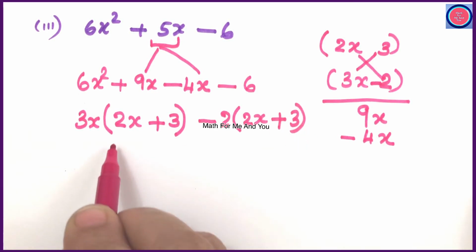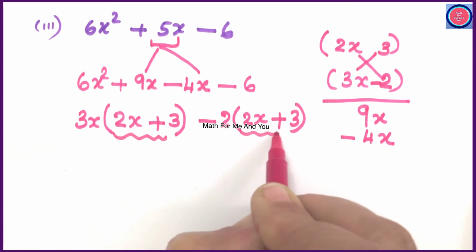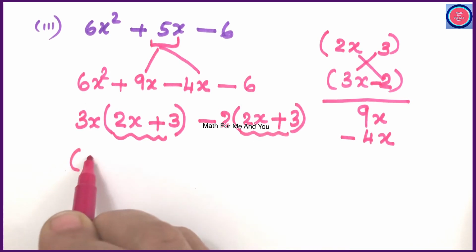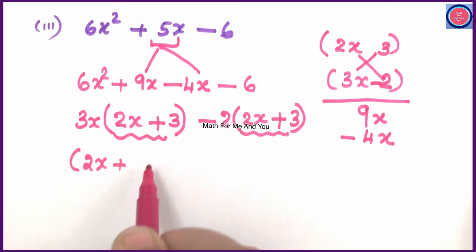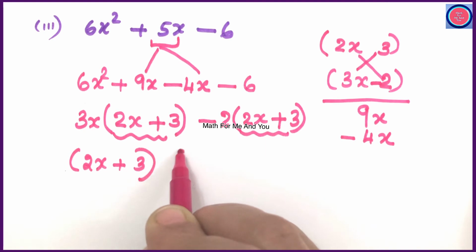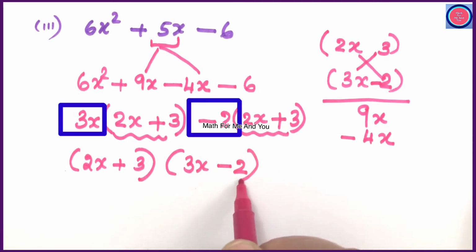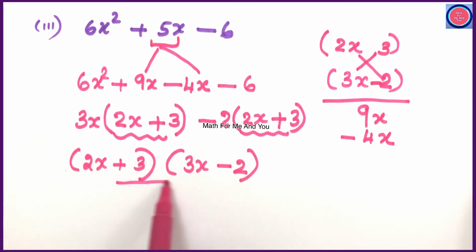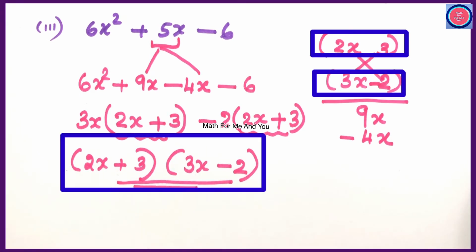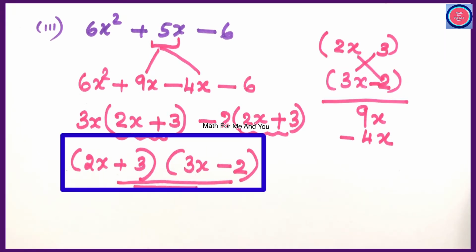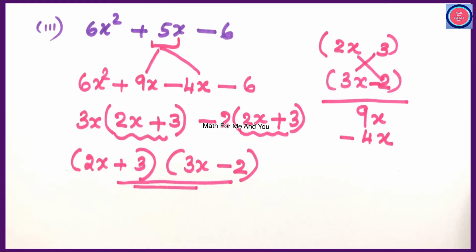Next step, we can write the common factor 2x plus 3. Start with the 2x plus 3 term. Then write in another bracket the remaining terms, 3x minus 2. So the factors are ready. What are the factors? 2x plus 3 and 3x minus 2. See, we have already got these same two factors while splitting the middle term.